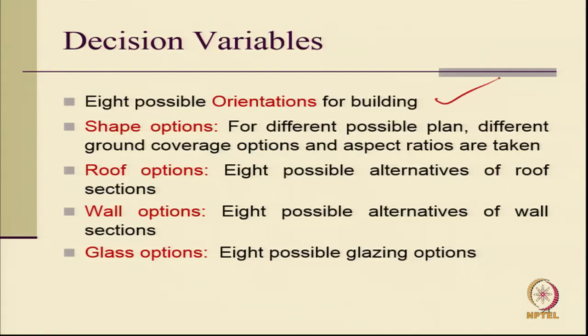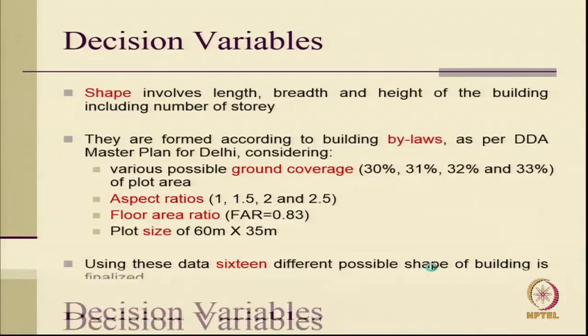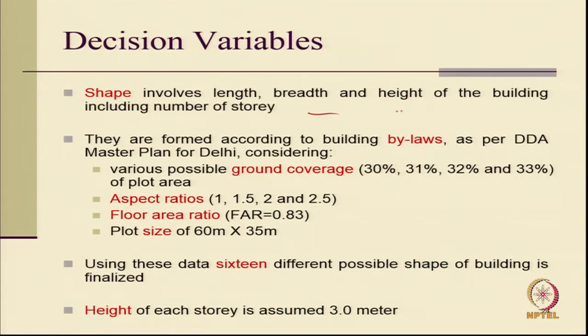So, this is 8 possible orientations of a building. Again, aspect ratio, one thing, roof 8, this 16 as I said, and this is 8 possible glazing. The examples are being shown here. Shape involves length, breadth and height of the building, which I showed earlier. They are formed according to the building bylaws. For example, you can take the DDA master plan of Delhi, and ground cover is 31%, 32, 33%, aspect ratio 1, 1.5, 2, 2.5, floor area ratio you take fixed, plot size is fixed.